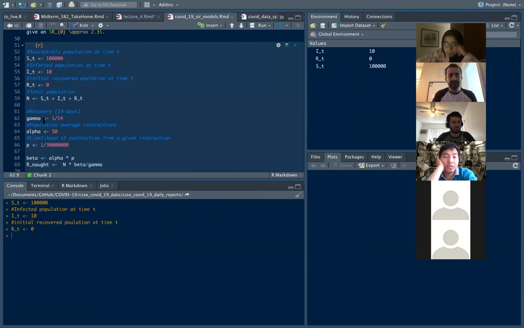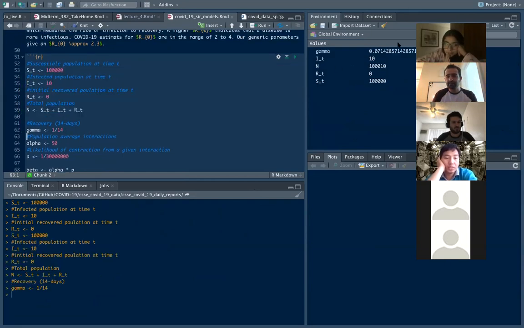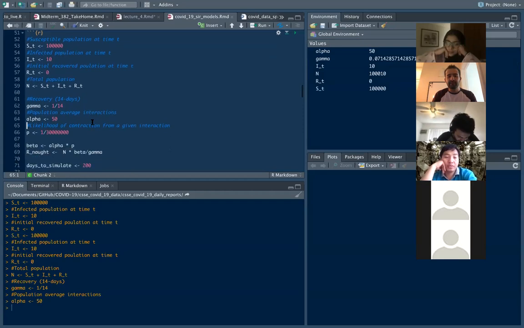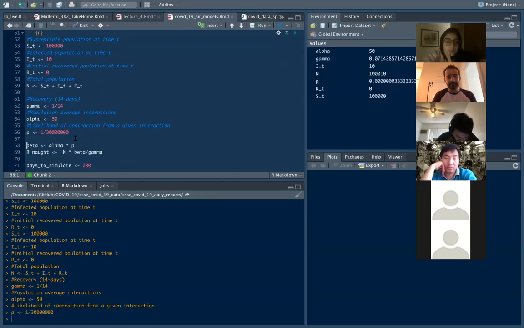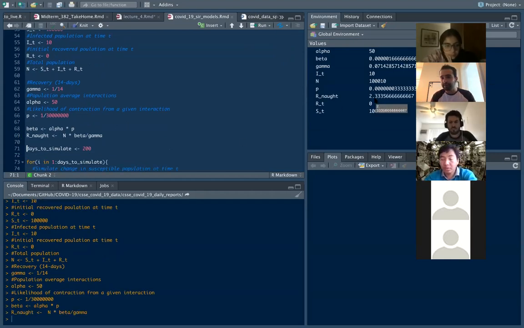We're going to define gamma as 1 over 14. So gamma is going to be a really tiny number, 0.07. There's a 7% chance of you going from infected to recovered on any given day. We're going to define the average number of interactions a person has as 50, and the likelihood of you contracting the disease from any one of those 50 people you meet as 1 in 30 million. That'll give us a beta of a really, really tiny number, or an R naught of roughly 2.33 if you combine the population, the beta, and the gamma together.